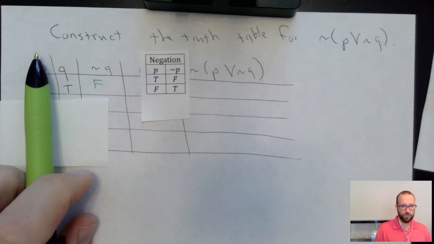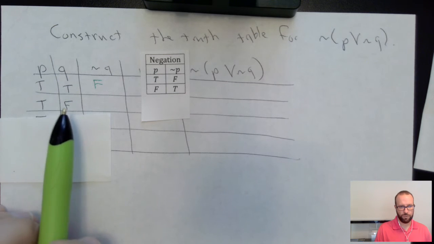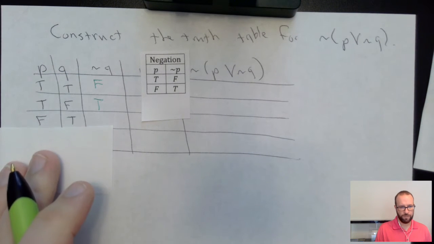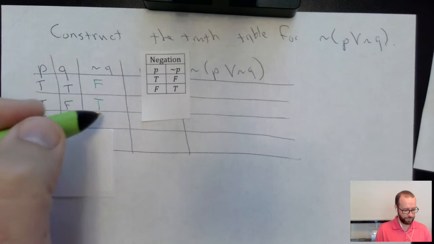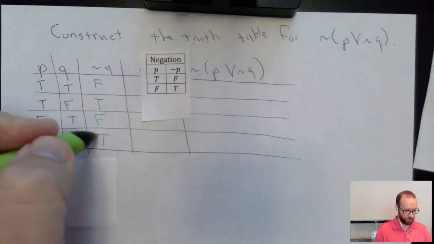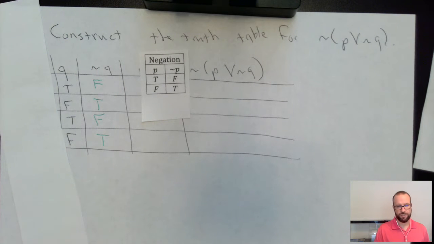In this first row, Q is true, the negation of Q should be false. In the second row, Q is false, so its negation should be true. In the third row, Q is true, so its negation should be false. And in the fourth row, Q is false, so its negation should be true. Okay, all I did to find those 4 values was take the values for Q in that row and flip them using the negation idea or table.